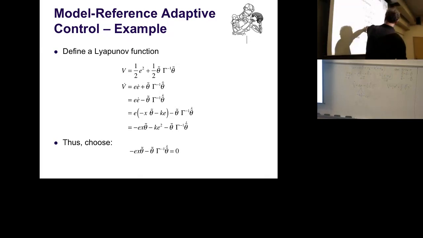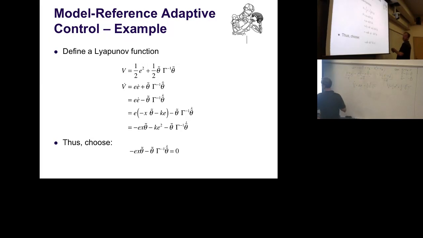Plug this in, multiply it out, and get all these terms. Let's see, is there anything exciting happening? Let's look at the final result of that. So I get finally that V dot equals minus e times x times theta squiggle minus k times, minus theta hat times theta squiggle times theta hat dot. Okay, talking about this, and times gamma to the minus one.